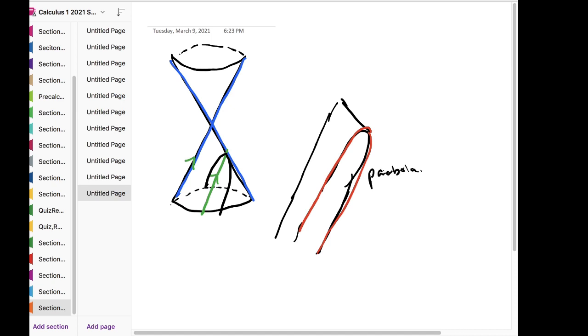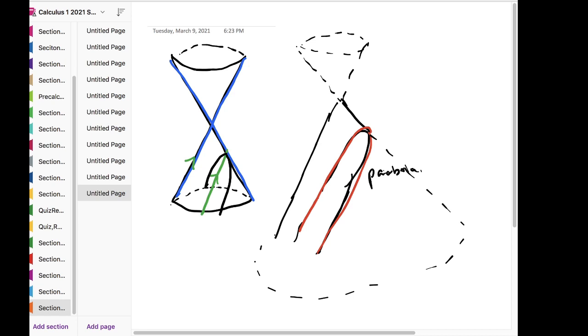Anyway, I thought it'd just be fun, if you haven't seen this, I think it's cool to see. But if you have, I think it's good to remind yourself of this. So that's why they're called conic sections. So we can find the derivatives of all these conic sections.